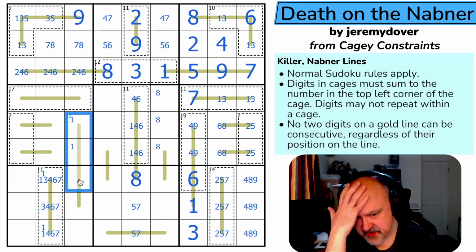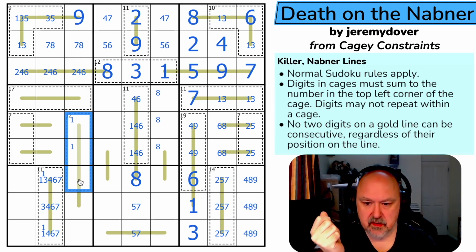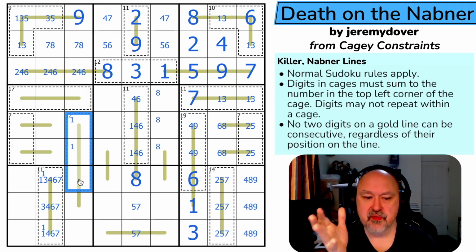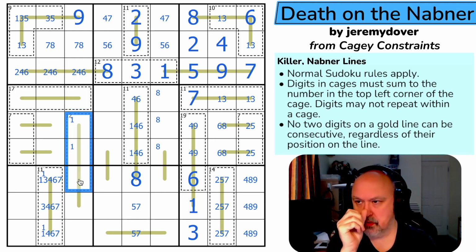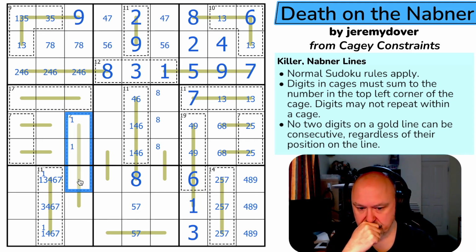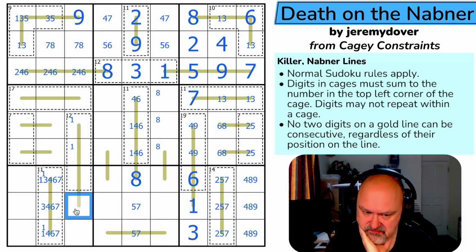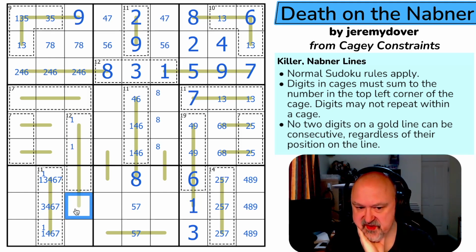So the 12 cage, there's no 2 in it. So if there's no 3 in it, it's 1, 4, 7. Is there a problem with 1, 4, 7? If it's 1, 4, 7, that's 9. If there's a 3 in it, it's 1, 3, 8. And this would be a 3.